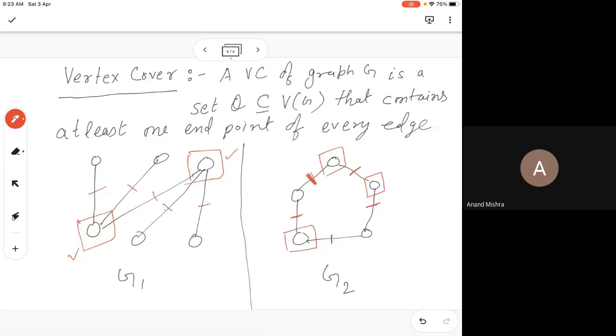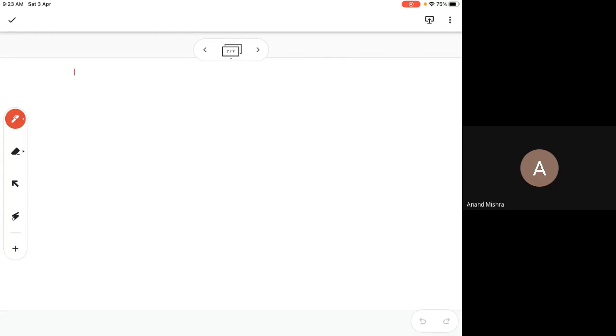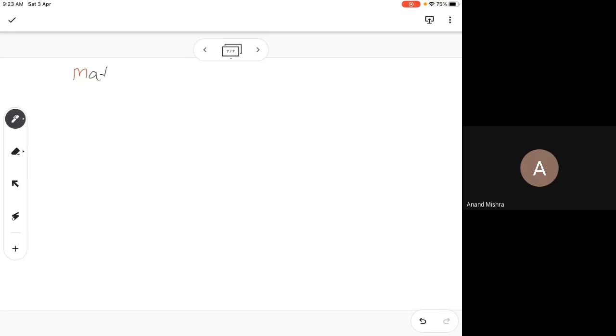And now you can see the vertex cover. Can you see the relationship between matching and vertex cover? Anything you can say? So the question is about matching and VC, vertex cover. What is the relationship between the size of M and the size of Q? Which one is usually greater or smaller?